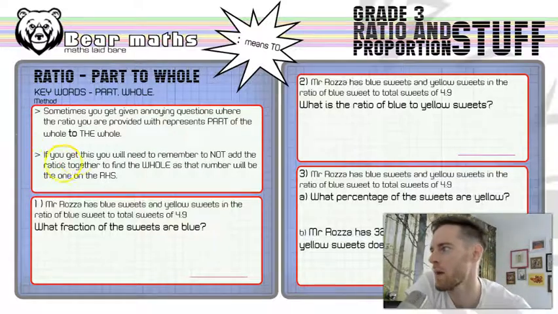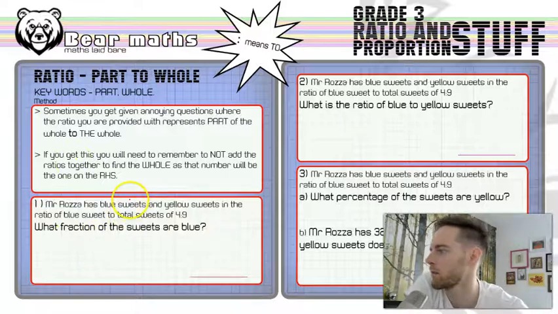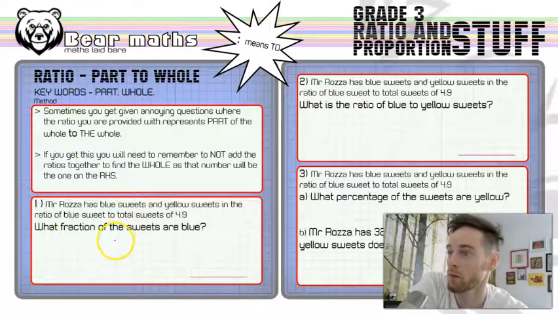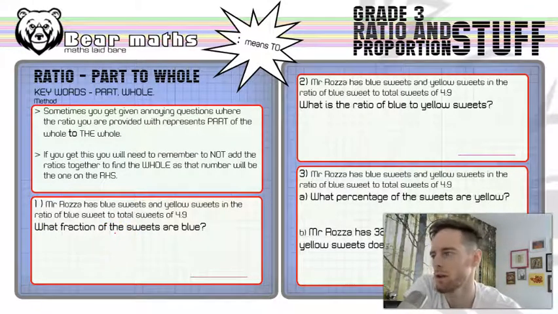Well, you have to remember not to add the ratios together to find the whole, as that is the number that's represented on the right hand side of the ratio. Okay, but it is rare that you see these sorts of questions. You just got to read the question carefully enough to understand that that's what's going on. Right, so in number one, number two, number three, I've got the same thing happening, just three different types of questions for each one.